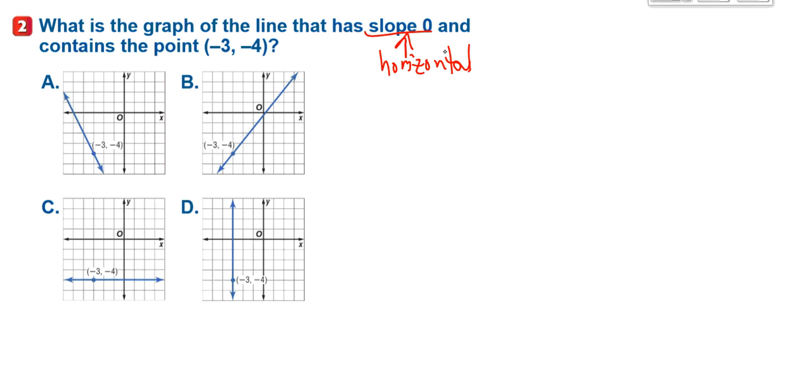So the point (-3, -4), yes, it's important, but they all do that. So the one that is the answer is that horizontal line, letter C.